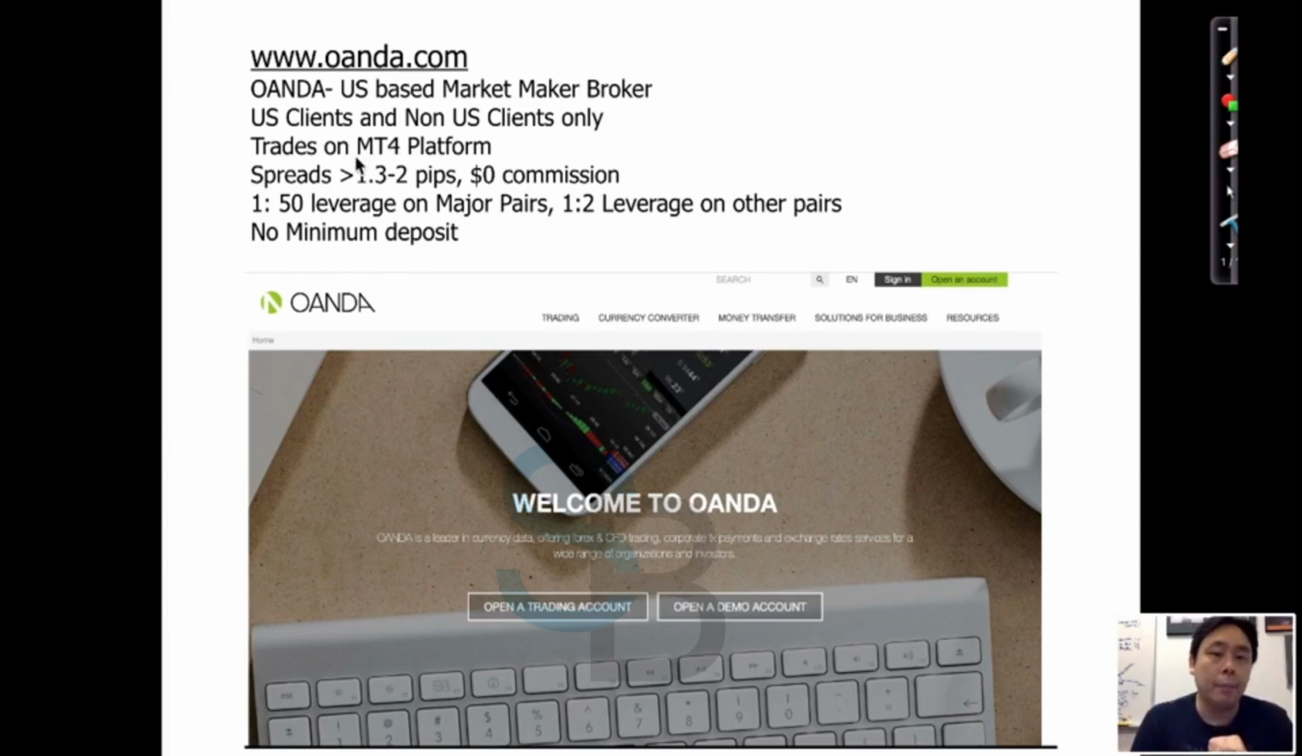And again, both these brokers trade on the MT4 platform, which is the platform I've been showing in my demonstration. They have relatively tight spreads of 1.3 to 2 pips. Again, I couldn't find anything lower for these brokers. And it's 0% commission, so basically they make money by marking up the spread slightly. They offer 1 to 50 leverage on major pairs and 1 to 20 leverage on other pairs, if I'm not wrong. Just double check that. And there's no minimum deposit for Oanda.